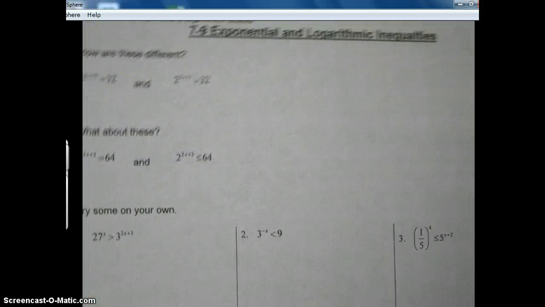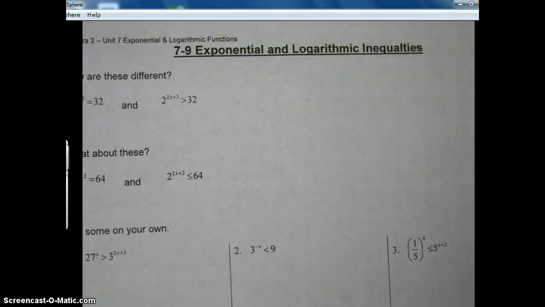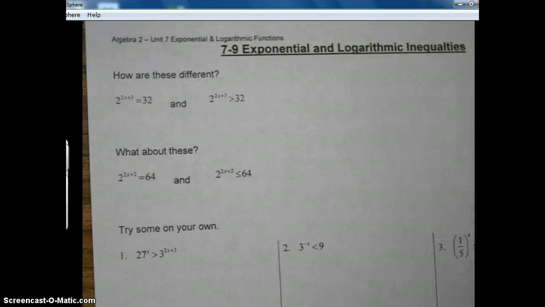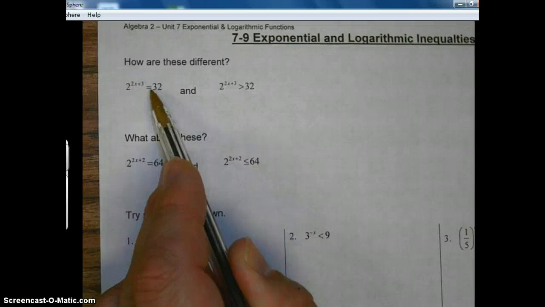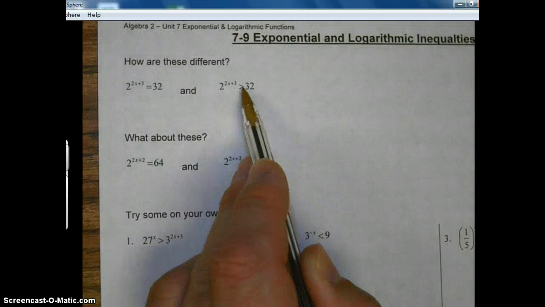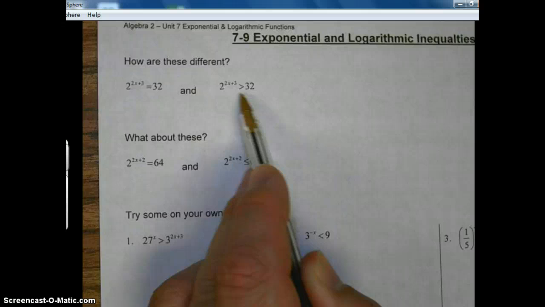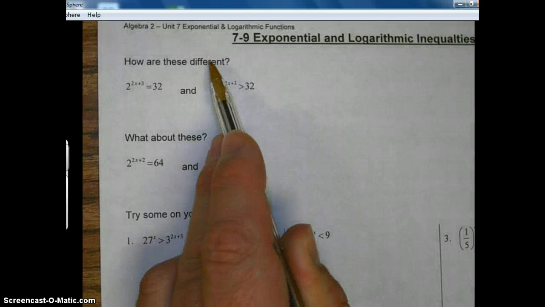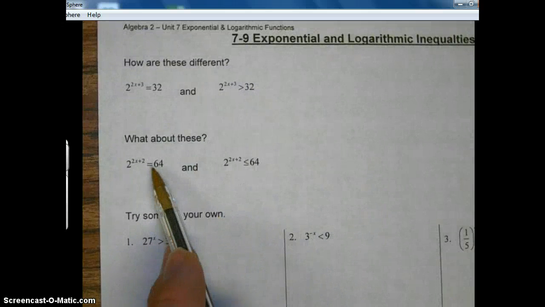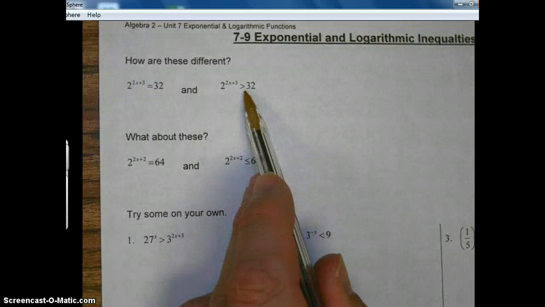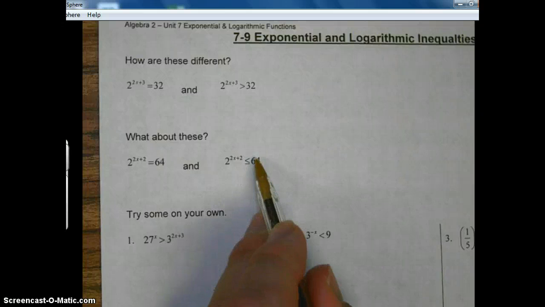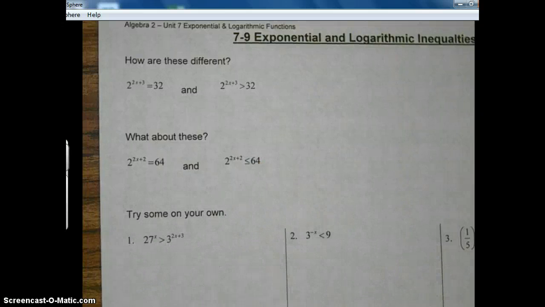Alright, so this lesson is on exponential and logarithmic inequalities. Take a look at our first two examples. Notice the equal sign and the greater than symbol. This is known as an inequality. Equal sign, inequality. So here we have a greater than symbol, here we have a less than or equal to symbol.